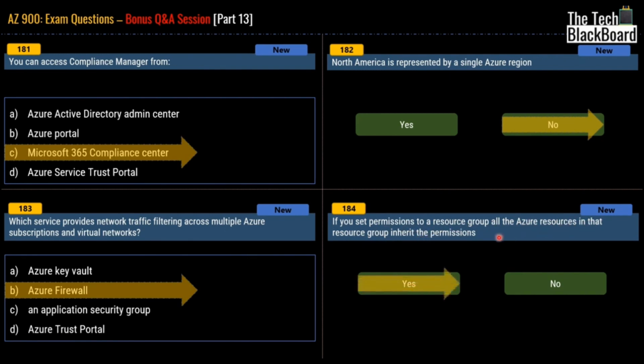The reason being that whenever you have an Azure resource group and there are multiple resources inside that resource group, if you set a permission at the resource group level, then it actually descends, or is inherited, by all the resources in that resource group. So keep that small tip in mind.